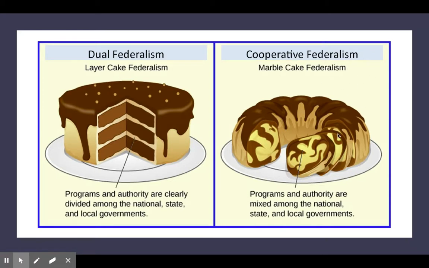Whereas with cooperative federalism, it's more like a marble cake. Everything is mixed in together. Under cooperative federalism, programs and authorities are mixed among the national, state, and local governments. So dual federalism is layer cake federalism. Cooperative federalism is marble cake federalism.